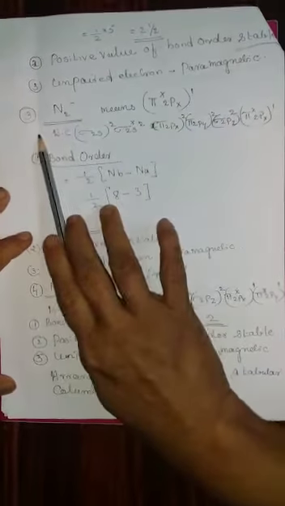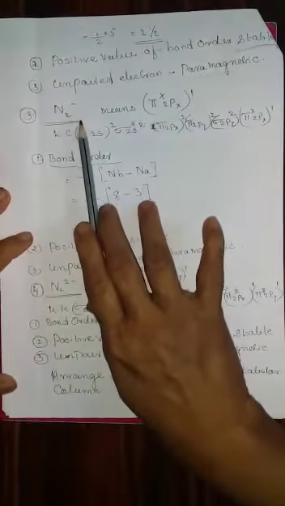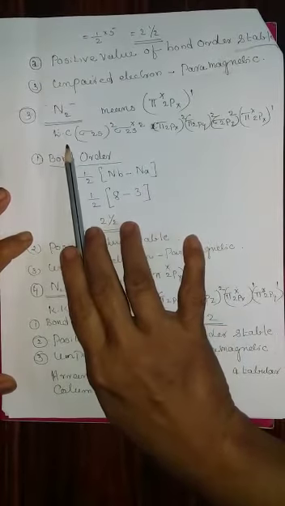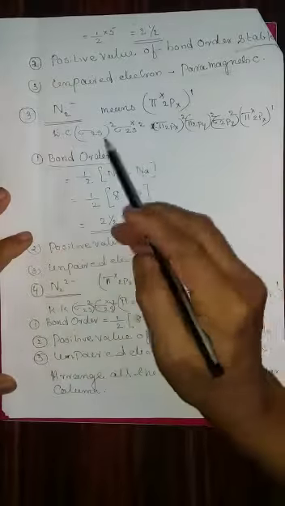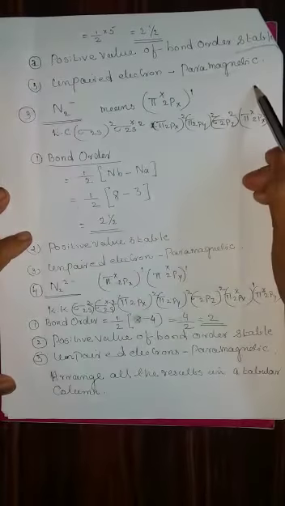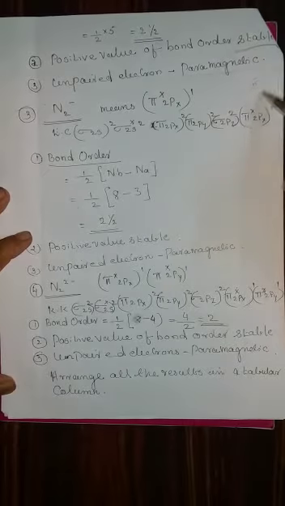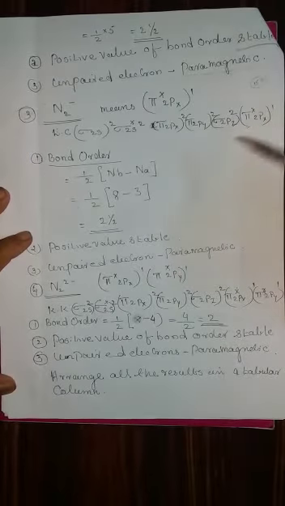Now, third case, N2 minus. N2 minus means 1 electron is added. That means it becomes 15 electrons. On the side you can write it is 15 electrons. You have to account for 15 electrons in the electronic configuration.